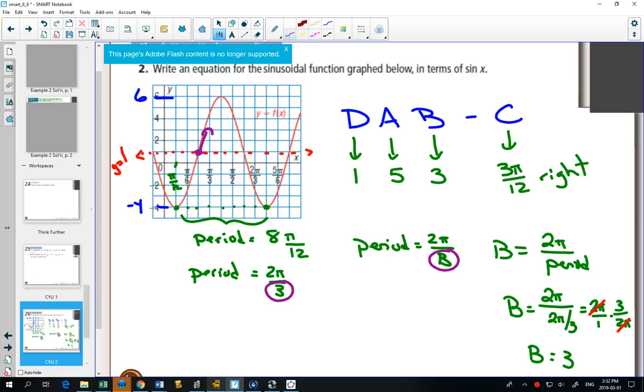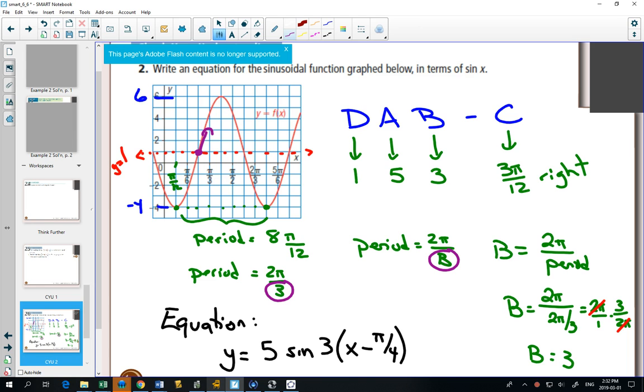And so our equation, now that we've figured out A, B, C, and D, we can write our equation. It's going to be y equals, we know that our amplitude is 5. Sine, we know that our B value is 3. We're shifting 3 pi over 12, which is pi over 4 to the right, so that would show up as minus pi over 4. And our center line is at 1, so we'd have plus 1.